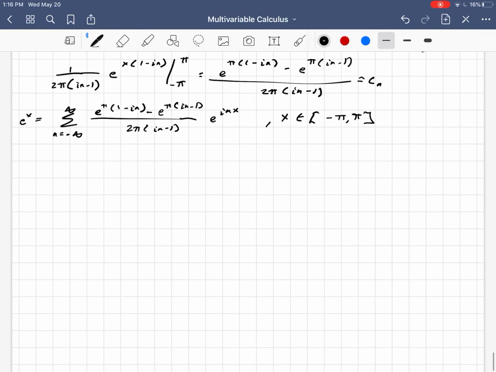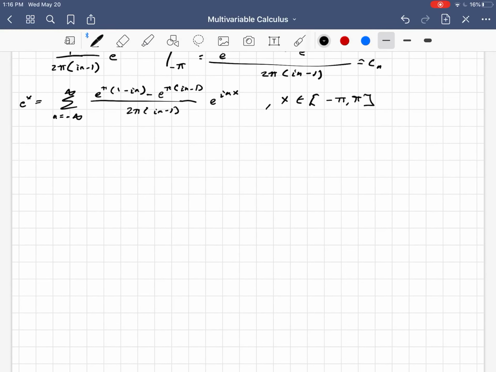So now the thing that I was most curious about is, again, let's let x equal 0 and see what we get. If we let x equal 0, we get 1 equals the sum from n equals negative infinity to infinity of, and now notice that e to the i n times 0, because we're letting x equal 0, just gives us e to the 0, which is just 1 again. So this just becomes a 1 here.